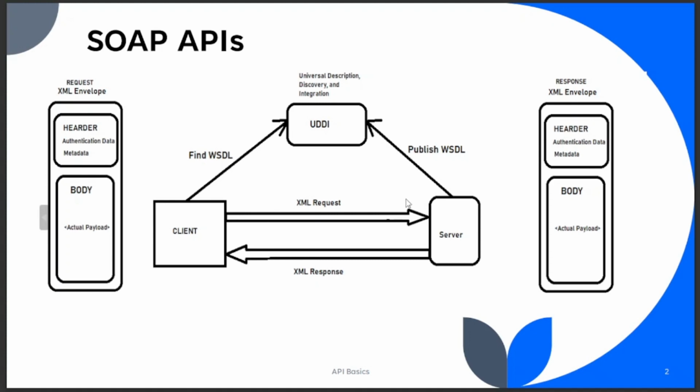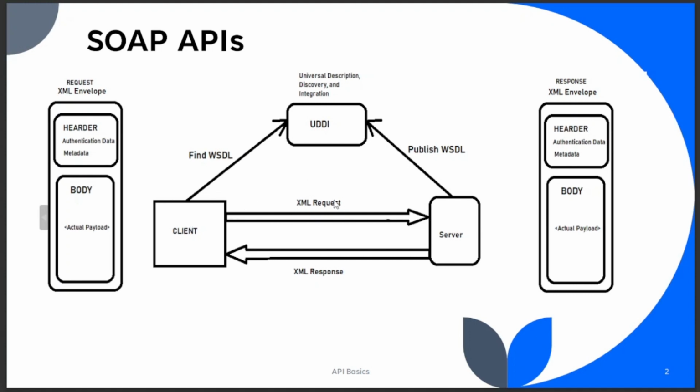For that to happen, first of all, the server needs to publish a WSDL document. WSDL stands for Web Services Description Language. It contains all the information that the server can provide. All the services the server can provide are contained within this WSDL document. And the server can publish this WSDL document to a repository called UDDI. UDDI stands for Universal Description, Discovery and Integration. The server will publish this WSDL here, and the client can find this WSDL document, which is in XML format only, and send a request to the server in the form of XML.